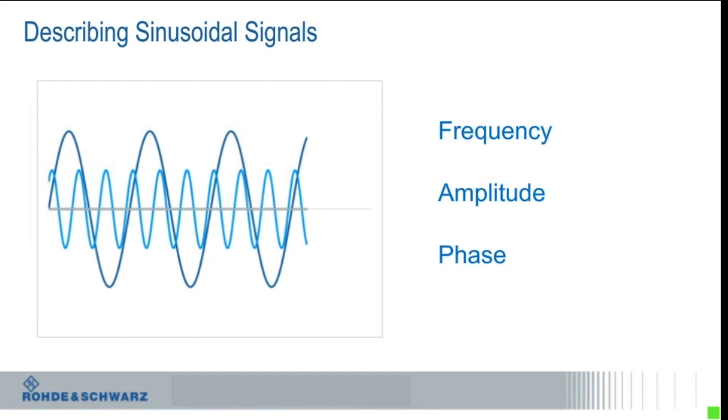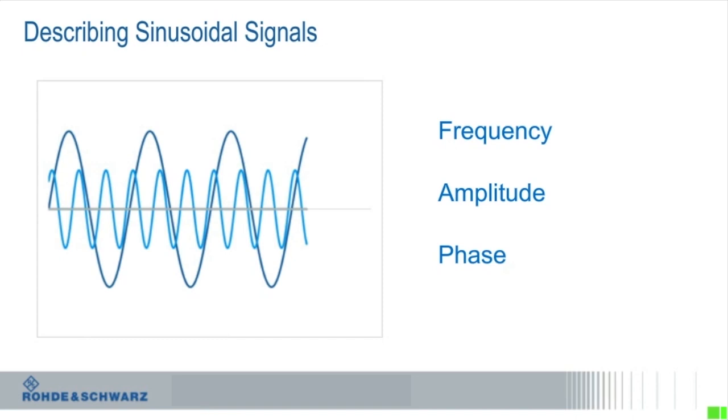Okay, so the key things that we care about, and this really started back more from analog modulation, analog signals, is frequency, amplitude, and phase. So when we create modulated signals, or signals that we want to put information on, we're going to modify one of these, and you'll see that in a sec.